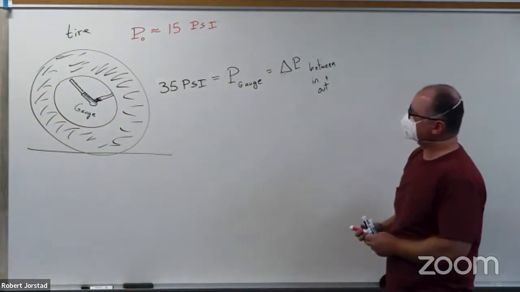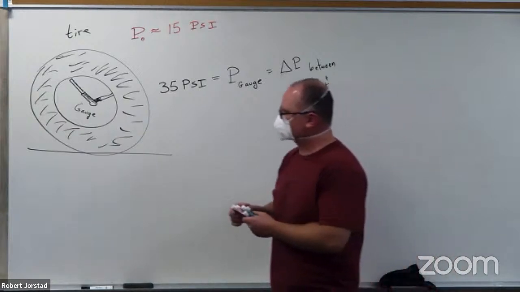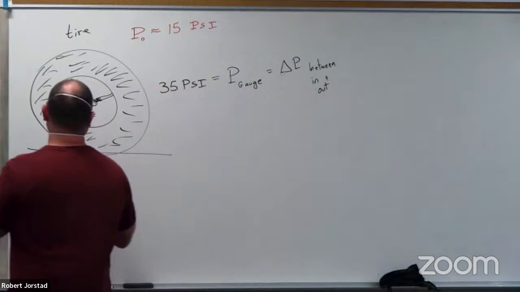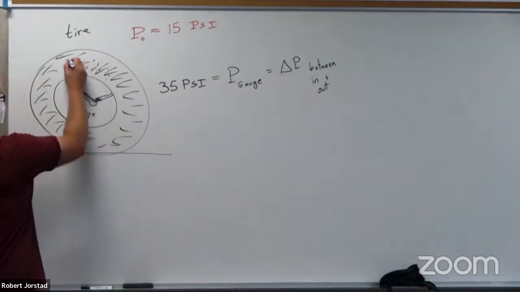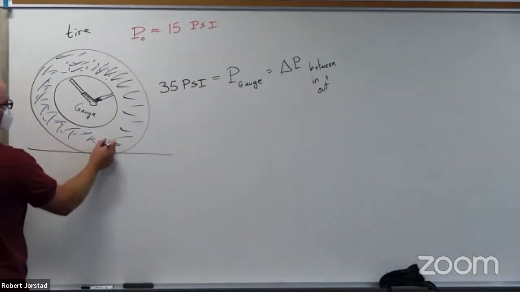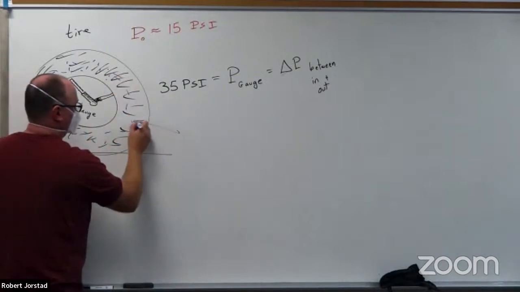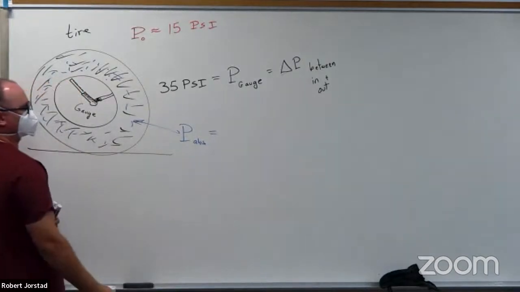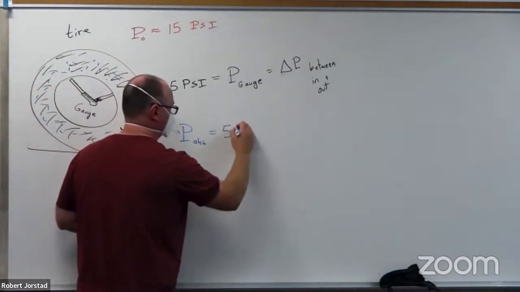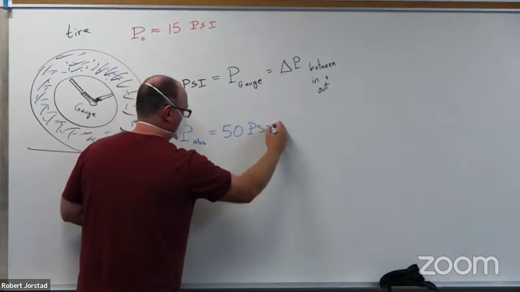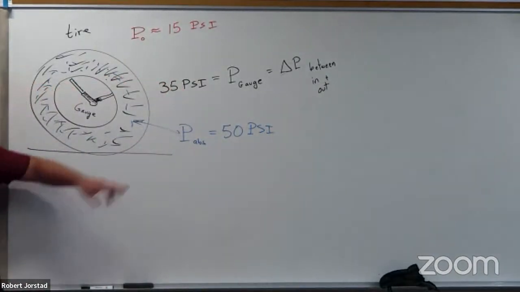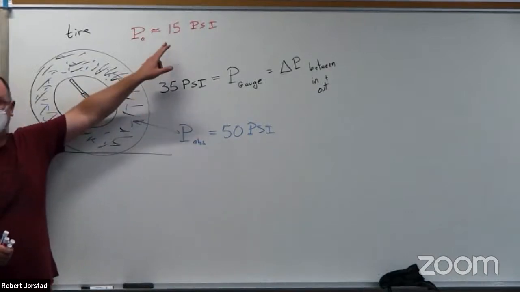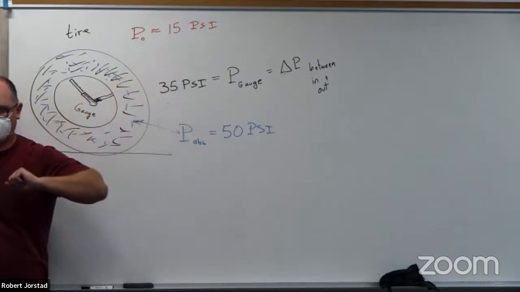All right? So now the trick is the gauge reads 35. What is the actual pressure in here then? Pressure absolute is equal to 50. It's right. The gauge is reading the difference between these two. The difference between 50 and 15 is 35. Got it?